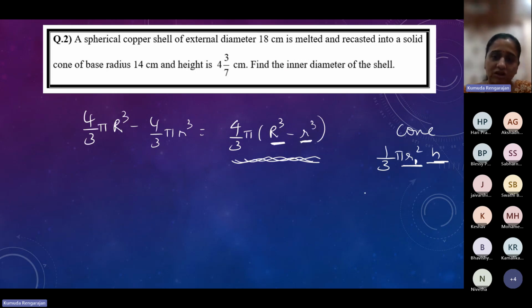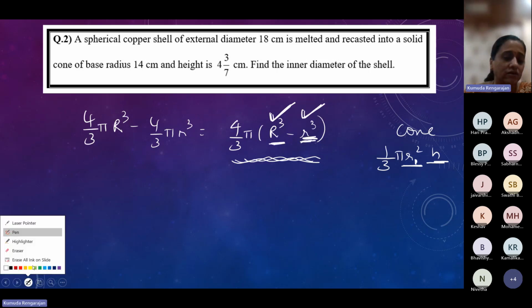For the spherical shell, we know the internal radius, this one, because, sorry, we have to find, right? Okay, the external diameter is given, so we know the external radius, the outer radius, because the outer diameter is given in the question. This is given. So we'll have to find this.